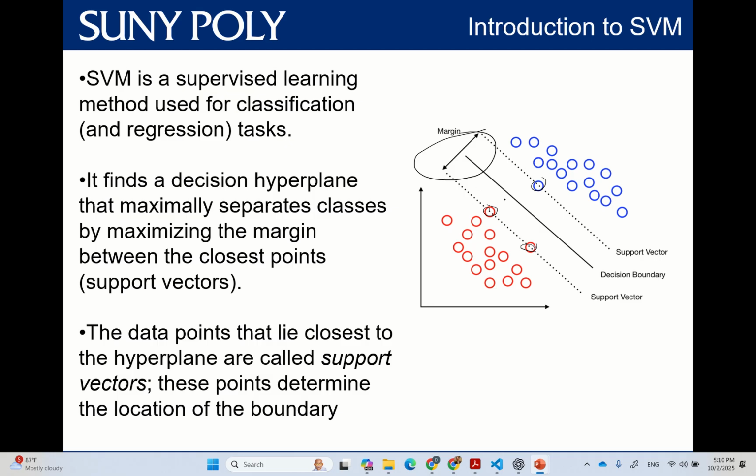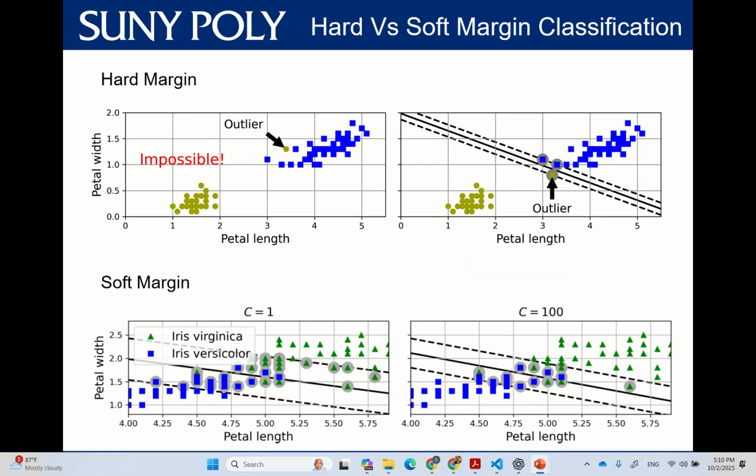Okay, so the SVM technique tries to find a hyperplane to maximize the separation. This is for classification. In the case of regression, it's a little bit different. Now, the points that are close to the border, we call them support vectors, right? There are hard and soft margin classifications. In general, we will use soft, but let me show you the idea of the hard margin classification.